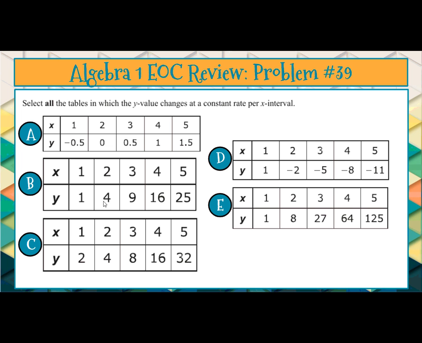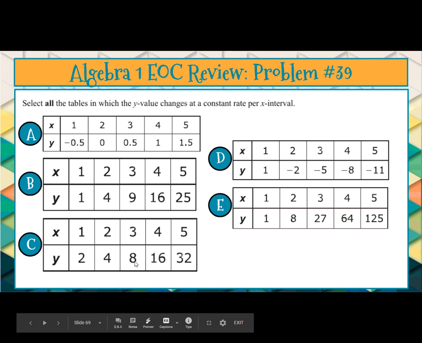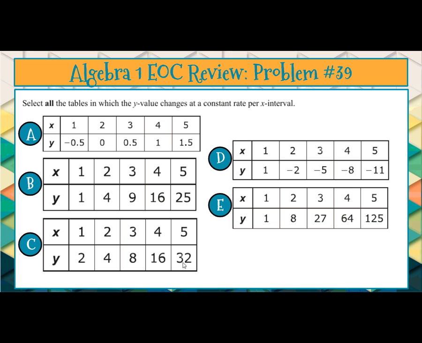We are not going to choose B because you're adding 3 here and 5 here and 7 here and 9 here, and that ends up being a quadratic if you look at your second differences. 2 to 4, 4 to 8, 8 to 16, 16 to 32 is a geometric sequence, which means that it is best modeled by an exponential function which has a constant factor, not a constant rate of change.